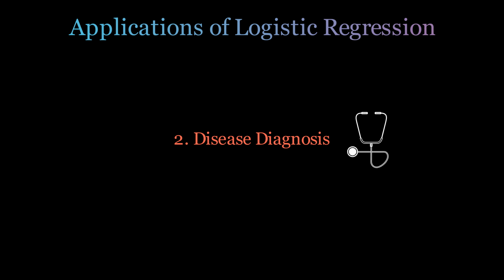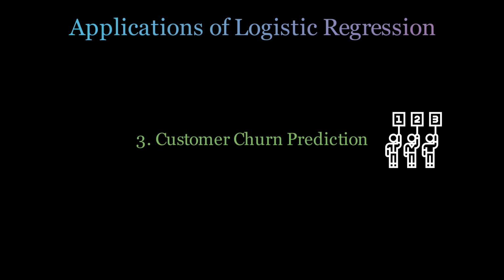Logistic regression is also used in disease diagnosis. For example, it can predict whether a patient has a disease based on clinical parameters such as blood pressure, cholesterol levels, and age. Another key application is predicting customer churn in businesses. Logistic regression analyzes customer behavior and predicts whether a customer will stop using a service based on factors such as usage patterns and customer support interactions.